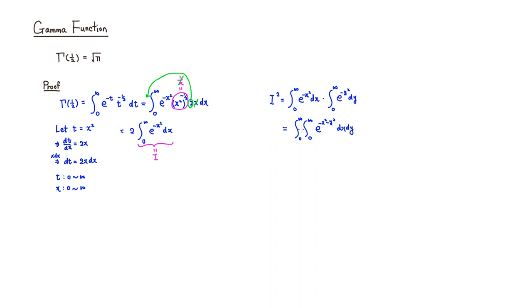Alright, so if you sketch the region, it's going to look like this. This is actually the first quadrant, right? Because x is going from 0 to infinity, y is going from 0 to infinity. So we are talking about this region right here, right?